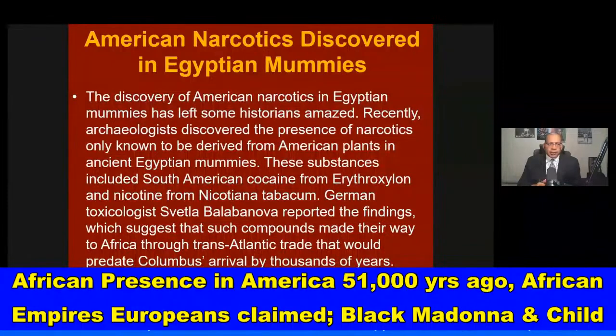These substances included South American cocaine from erythroxylon and nicotine from Nicotiana tabacum. German toxicologist Svetlana Balabanova reported the findings, which suggest that such compounds made their way to Africa through transatlantic trade that would predate Christopher Columbus' arrival by thousands of years.